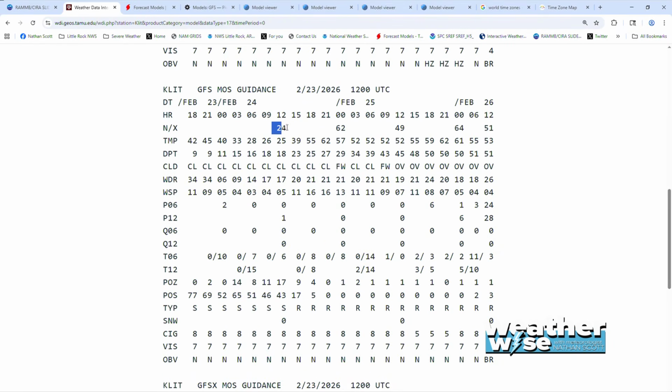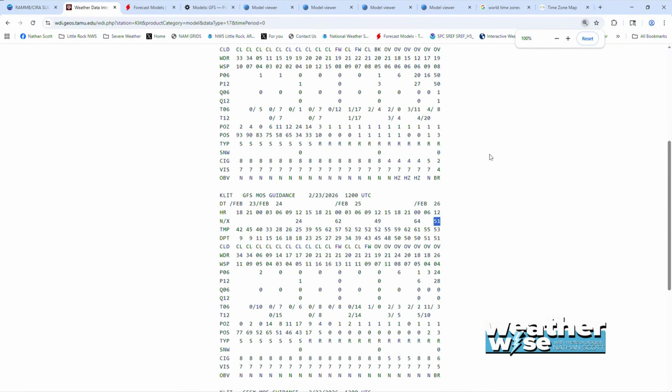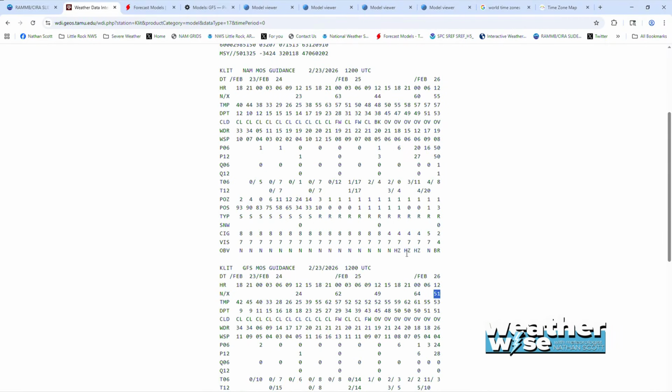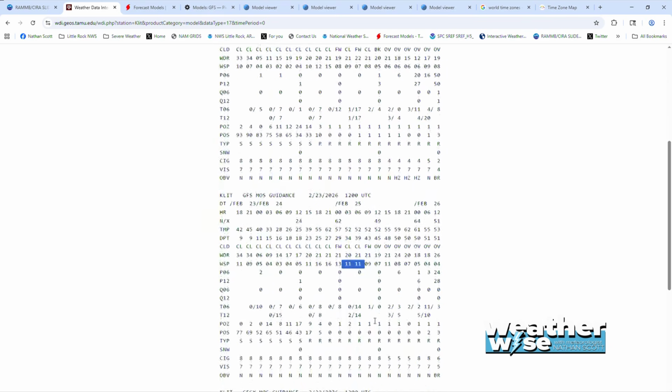Your GFS says tonight's going to be 24, tomorrow 62, 49, 64, 51. So you compare those changes, looks like the low for tomorrow night is a little bit different, 49 versus 44. It looks like because maybe the GFS says the winds are going to be higher and maybe some more clouds.